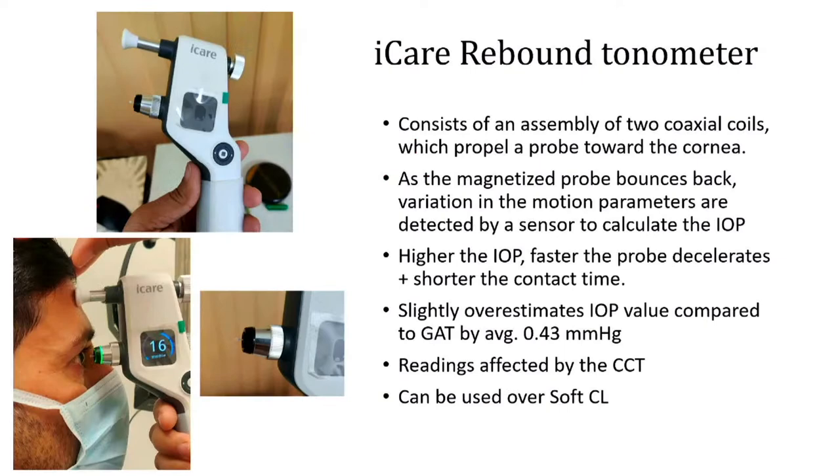Yes, sir. Then lastly, this iCare rebound tonometer. This is the latest equipment, and it's quite easy to use. And the readings are also quite close to Goldmann applanation tonometer. But they are affected by corneal thickness, and it can be used over contact lenses also. So you have this probe which is propelled towards the cornea. You can see in this picture, it is propelled towards the cornea, and it measures the deceleration of the probe. The higher the IOP, the faster the probe decelerates, and the shorter is the contact time.